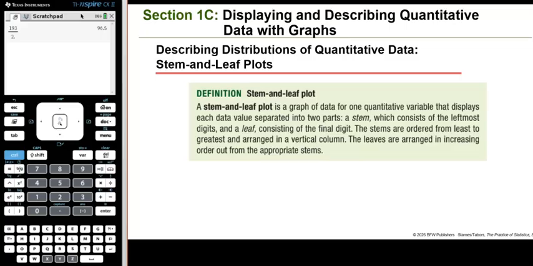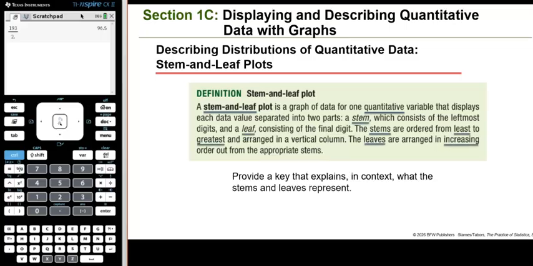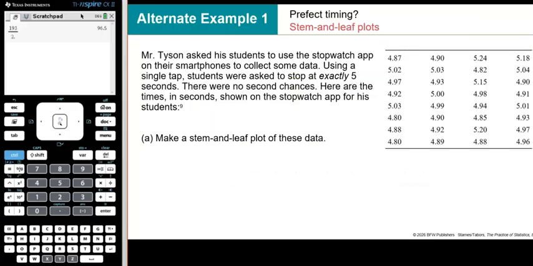The left digits are the stems. The right digits are the final digit or the leaf. Stems are ordered from least to greatest. We're very particular about that. They're in increasing order from left to right. Provide a key that explains what the stem and leaf represent. So this is the key.